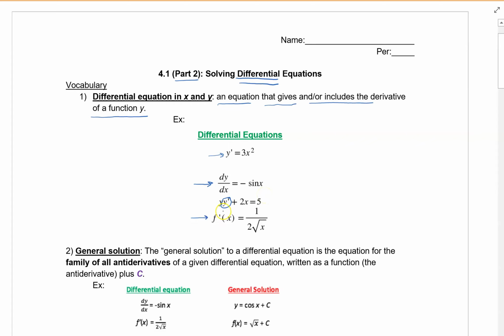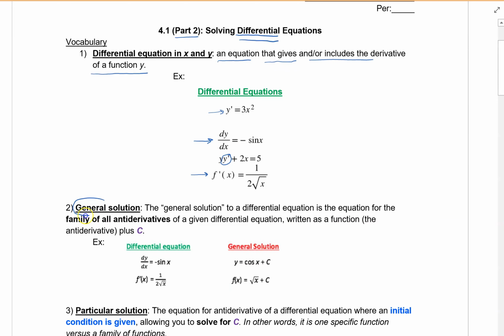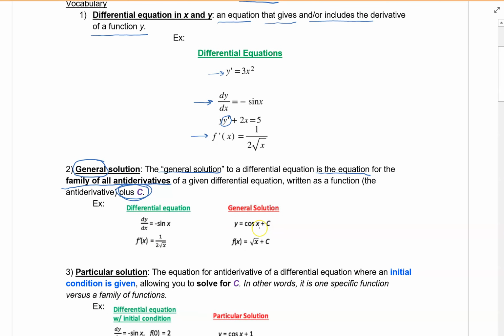Or here, where we use the f prime notation, derivative of f is equal to this function. So the derivative is given. It's an equation basically giving the derivative of a function y. So when we are solving differential equations, we have two types of solutions. One of them is called a general solution. A general solution is when your answer is an equation that represents the family of all antiderivatives, the one that includes the plus c at the end. So it's when you're looking at all possible functions that could have that derivative.